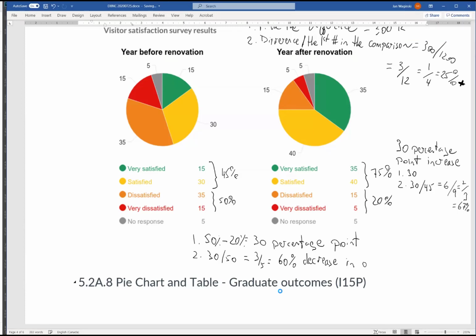in overall visitor dissatisfaction. And I would use this phrase, overall visitor dissatisfaction.